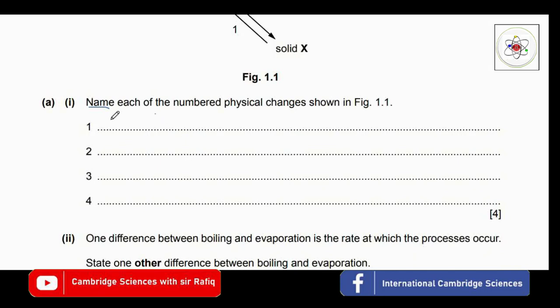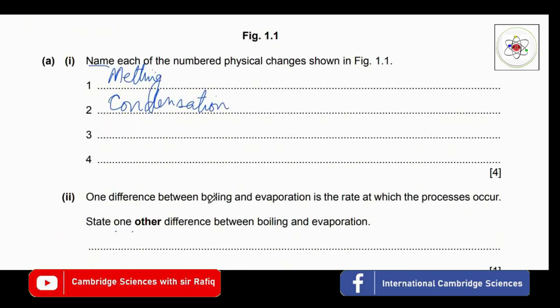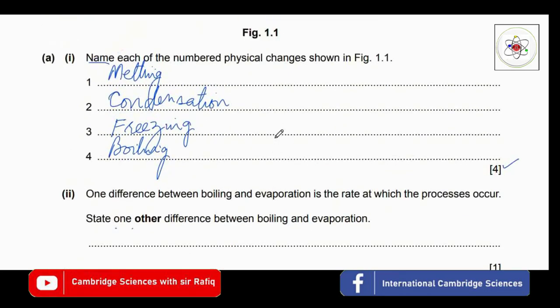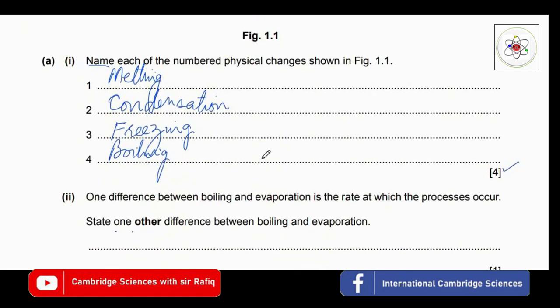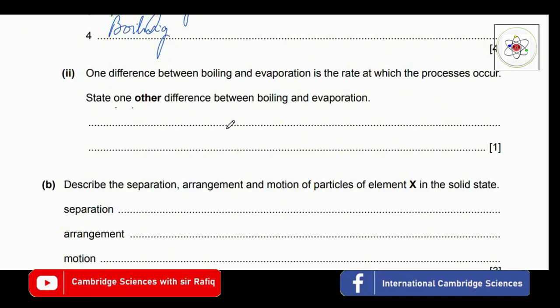So number one is melting. Number two is condensation. Number three is freezing. And number four is boiling. All right. So it's very easy for you to get all the 4 marks if we are very clear about the processes that take place in physical changes.